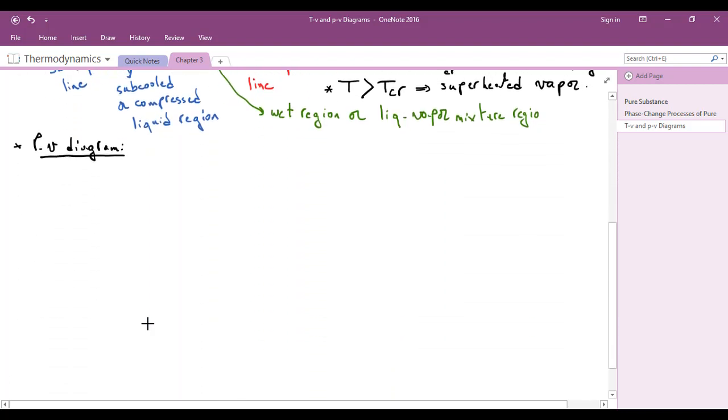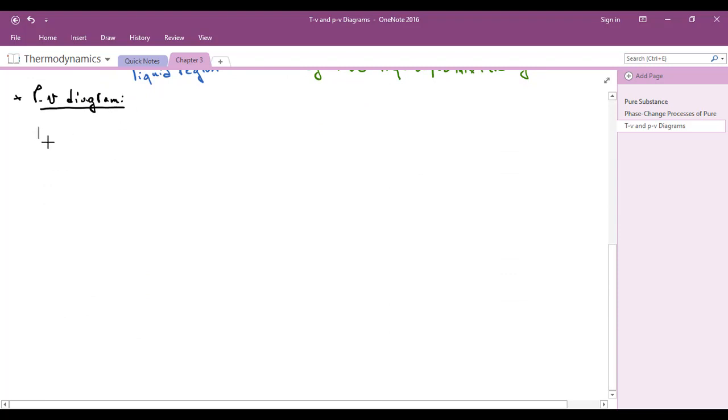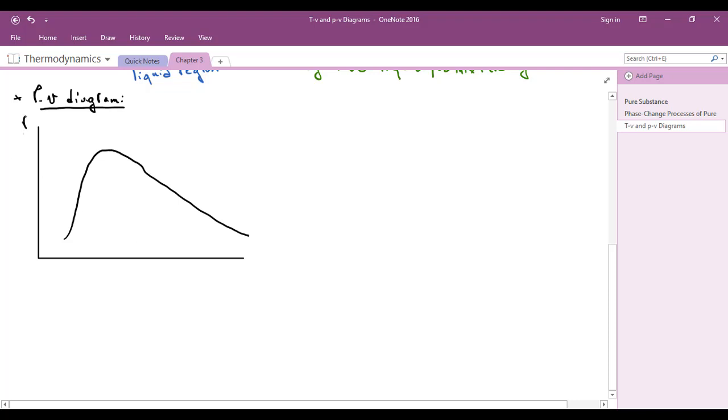However, for lines of constant temperature in the PV diagram, if we draw the PV diagram here, this is the dome, here is the P, and on the x-axis we have the specific volume. So we will obtain lines of constant temperature in the PV diagram. In order to understand how these lines will behave, we will do the following experiment.